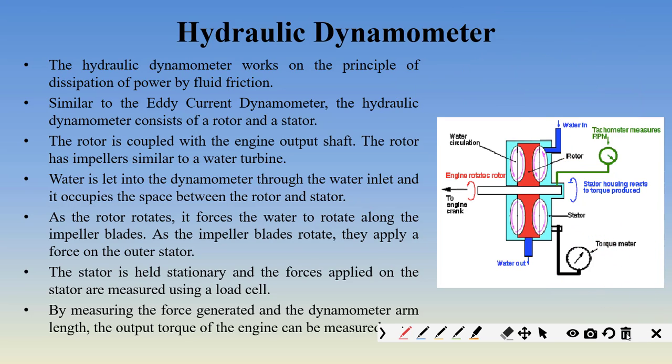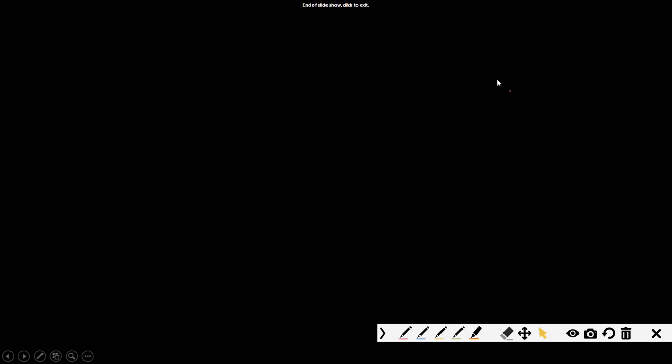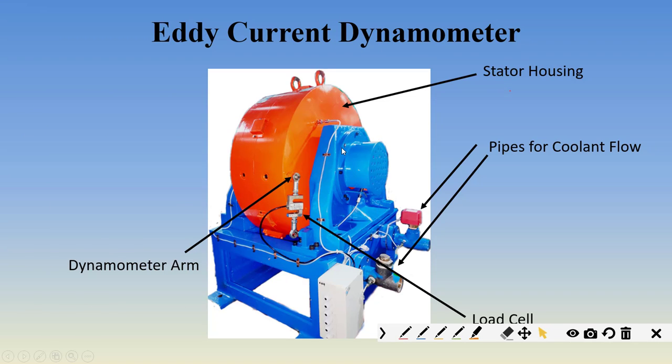See, a hydraulic dynamometer works similar to your eddy current dynamometer. In an eddy current dynamometer, what is happening? The copper rotor is rotating and the magnetic flux is trying to stop that copper rotor from rotating.